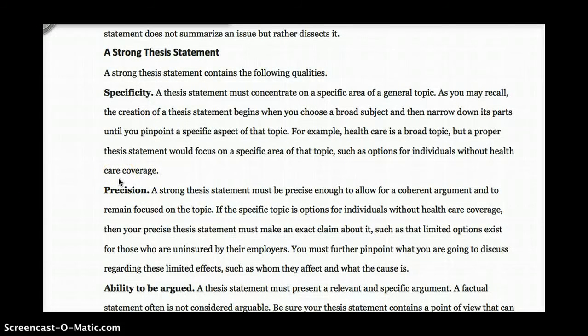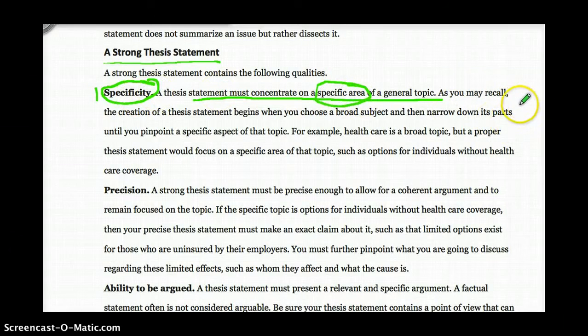So let's go now and spend a little bit of time reviewing the first couple sections of the reading. The beginning of chapter 9 starts talking immediately about what is required of a strong thesis statement. The first one, number 1 here, is specificity. Specificity means that your thesis statement must concentrate on one specific area or topic. It needs some focus. It needs to be specific, as the root word will tell you.